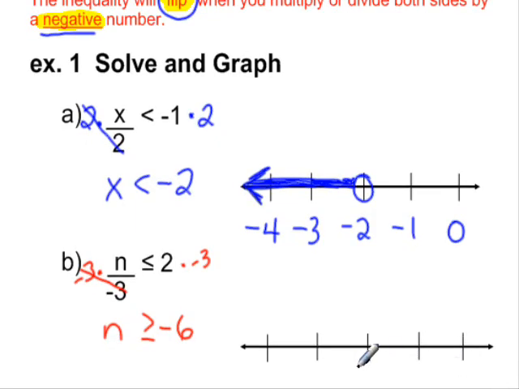Let's fill in our graph. We start with negative 6. To the right will be negative 5 and negative 4. To the left is negative 7 and negative 8. Since it is greater than or equal to, our circle is going to be closed in, so we'll fill that in. And since it's greater than, our large arrow is being shaded to the right.